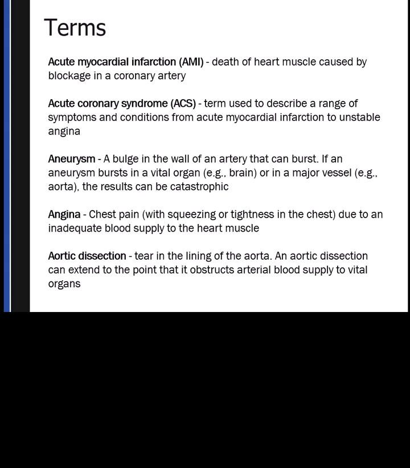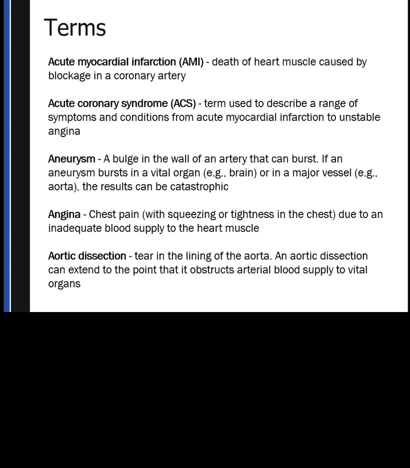Now, we don't think about the brain as a muscle, but the exact same principle applies there. So time equals muscle, all right? That means we've got to be quick. We've got to be quick with our identification and our diagnosis. And yes, you all will be diagnosing. We have to be quick with our appropriate treatment.